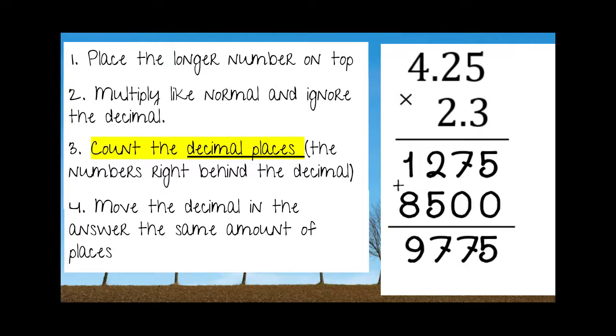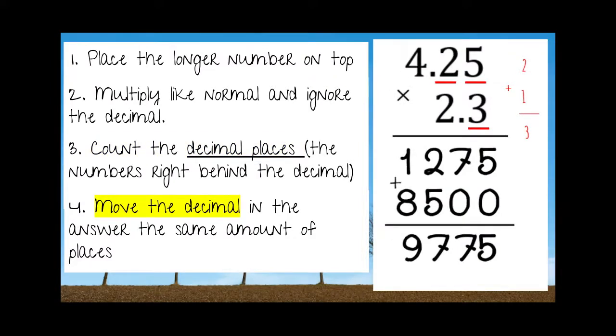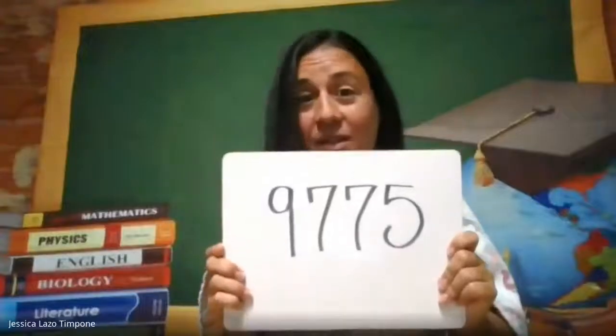So now we're going to count the decimal places. Our first number has 2 decimal places, so we're going to put a little baby 2 on the side. Our next number has 1 decimal place, so we're going to put a little 1 on the side. And then we're going to add that together for a total of 3 decimal places. Now we're going to move the decimal in the answer the same amount of places.